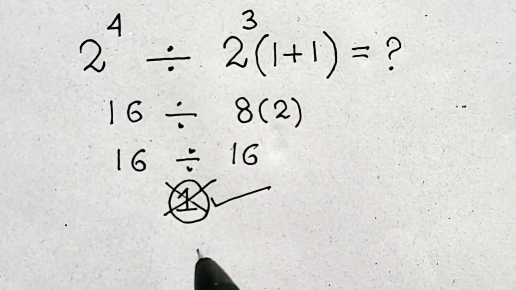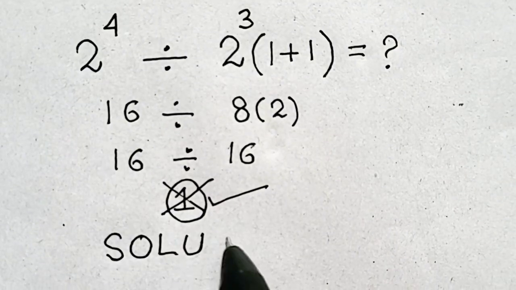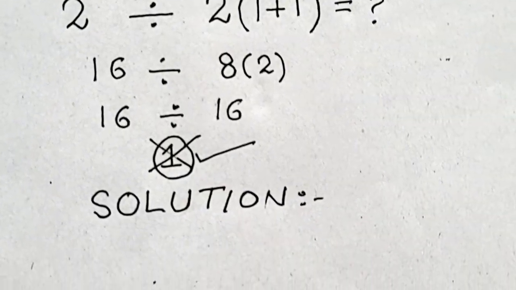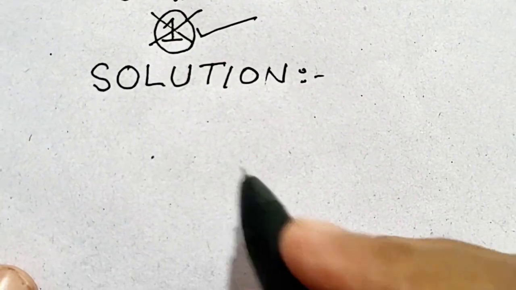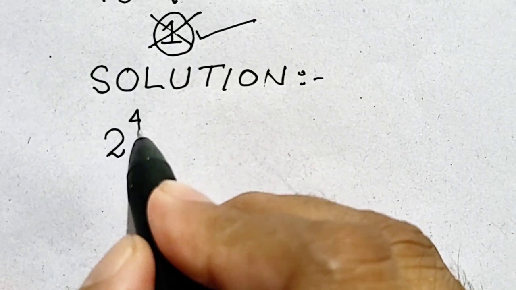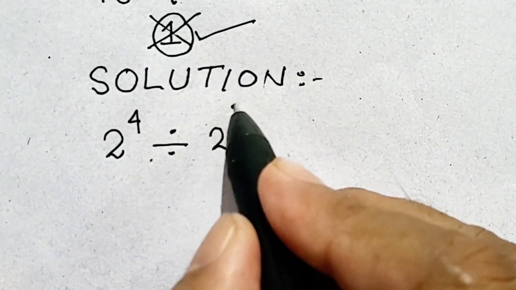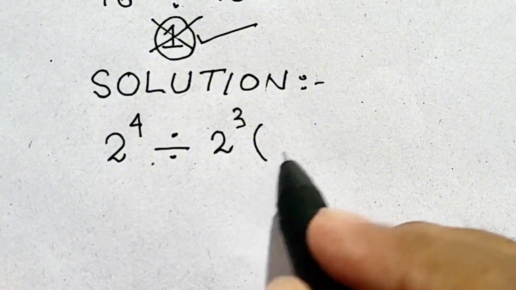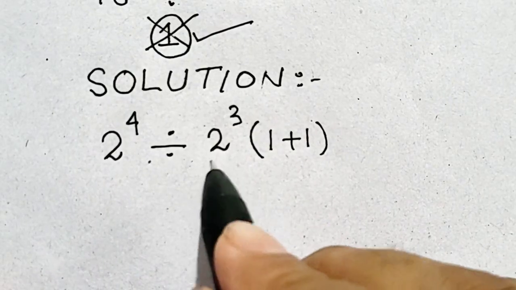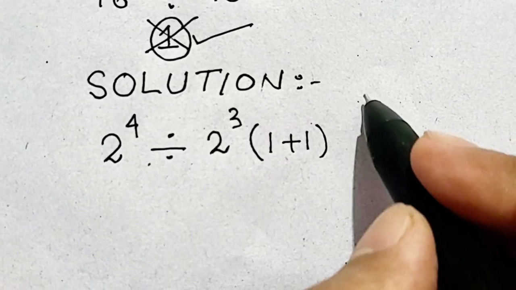So if it is incorrect, what will be the accurate and correct solution for this? It is basically an exponential question. 2 raised to power 4, it is 16, divided by 2 raised to power 3, which is 8, open parenthesis, 1 plus 1 gives us 2. But what order do we have to obey to get this question correctly?